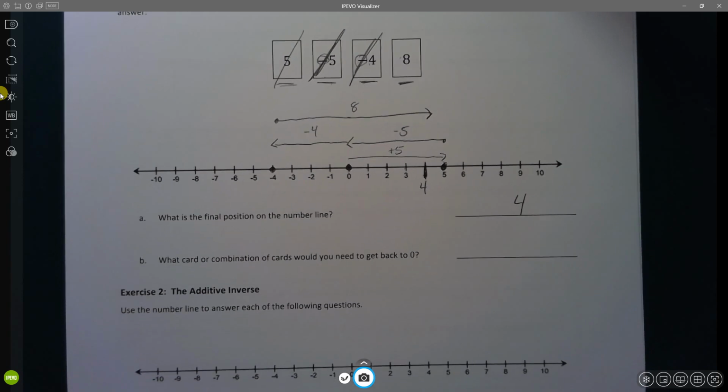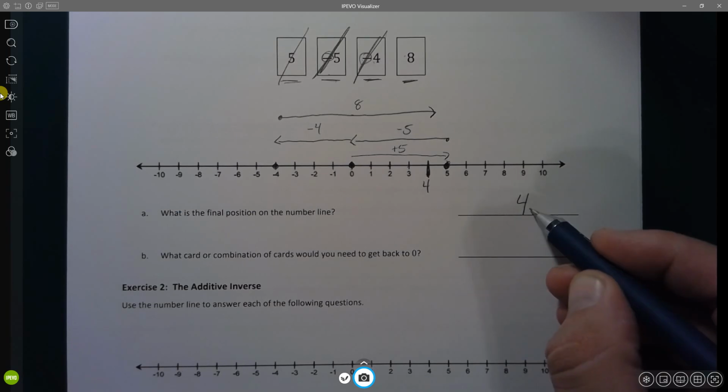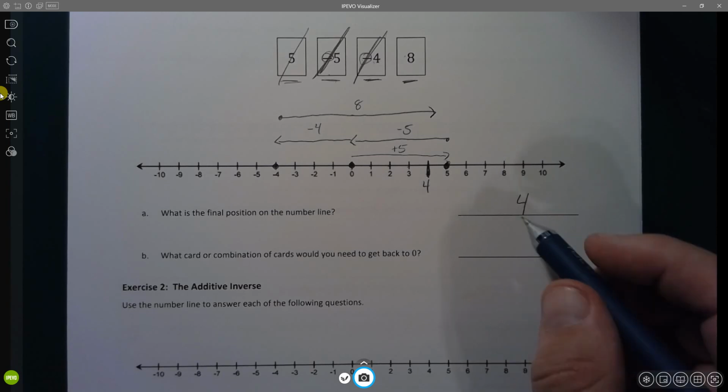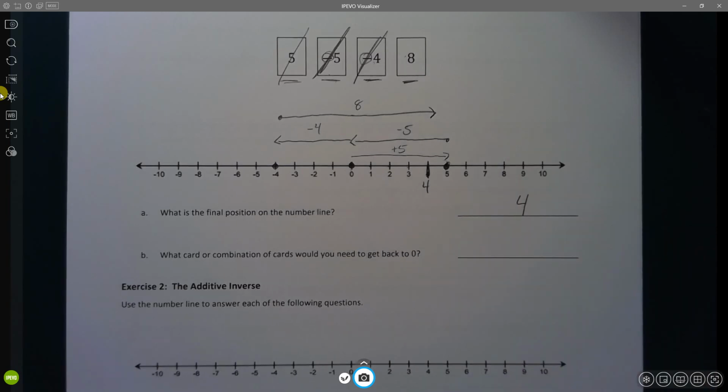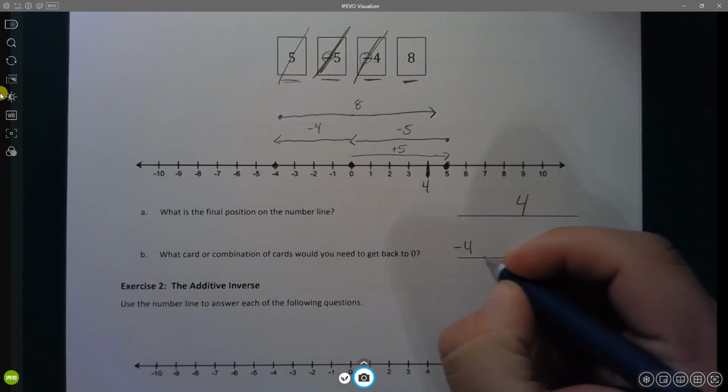Now, part B says, which card or combination of cards would you need to get back to 0? Well, how many units from 0 am I? I'm 4, and that's a positive 4. So what number would get me back to 0 in one card? -4, Mr. Hale. It's a -4. Oh my gosh, Ashley, you are right on. Great job. I would need to draw a -4.